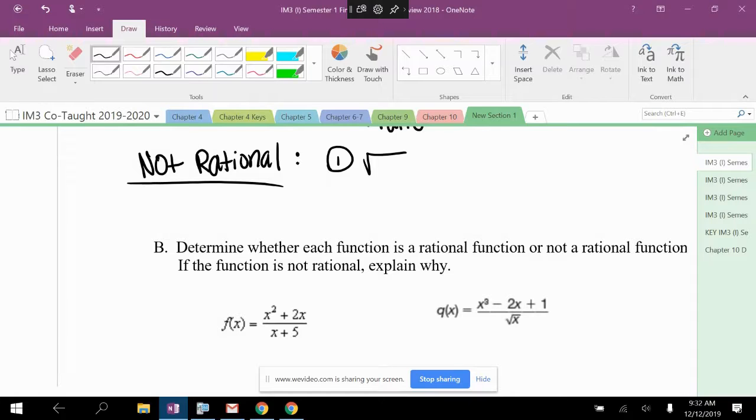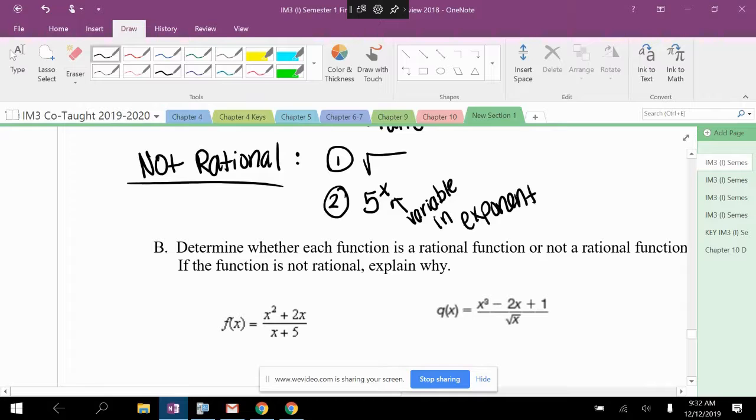The second condition is if you have a variable in the exponent, so something like 5 to the x power. And I'll write that out like variable in the exponent. Those are the two conditions that would make a function not rational. Those are the only two. Everything else is rational. Technically, a quadratic function is rational. Technically, a polynomial function is rational. Okay?